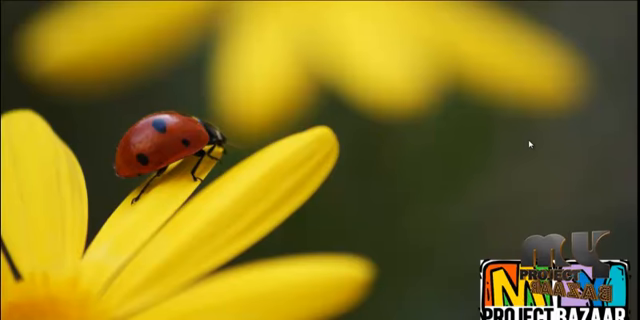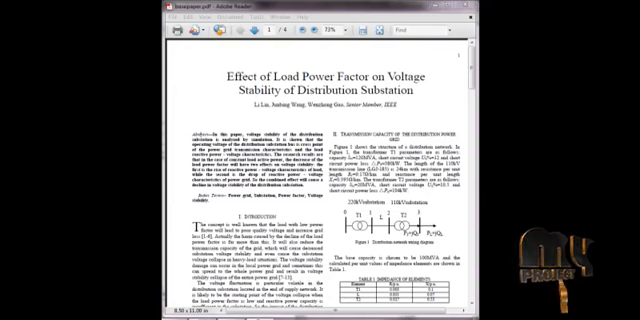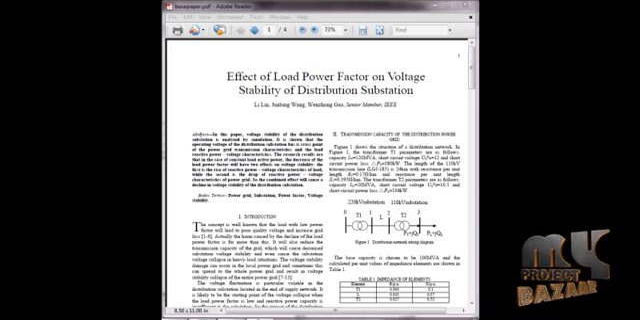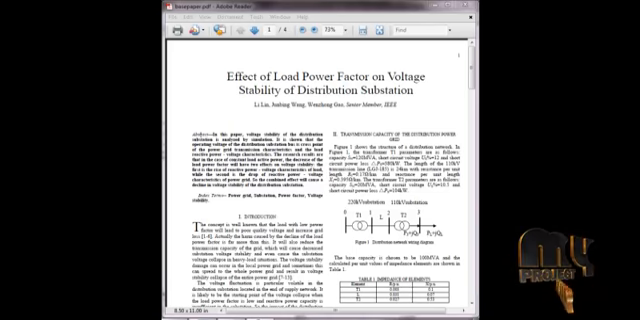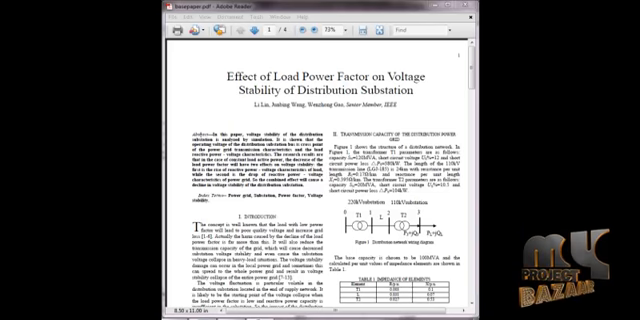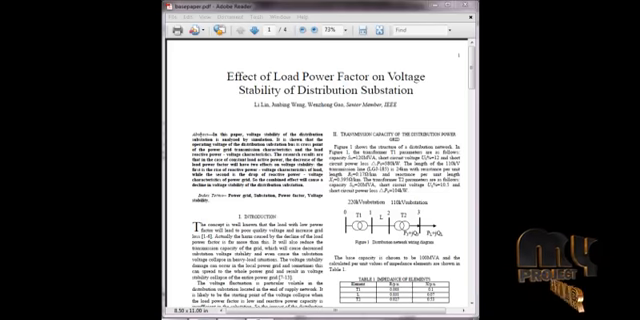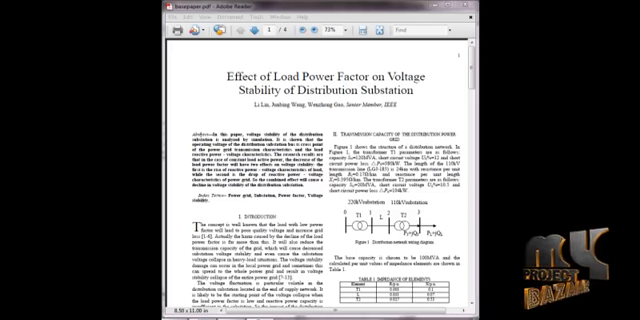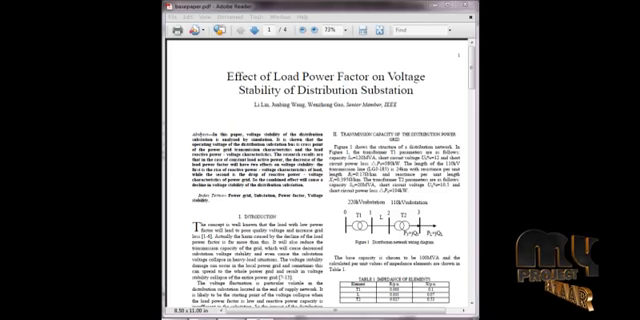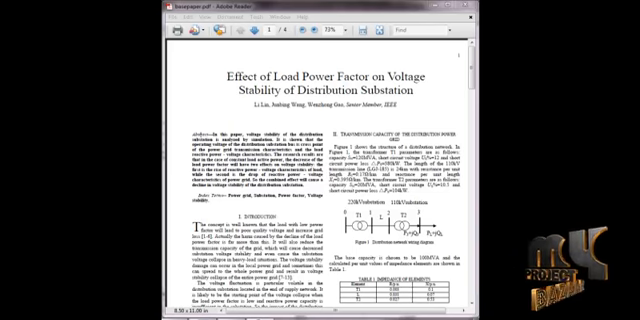Welcome to my project. Now we discuss the effect of load power factor on voltage stability of distribution substation. In this paper, voltage stability of the distribution substation is analyzed by simulation. Our main aim is to maintain the voltage stability of the distribution substation.